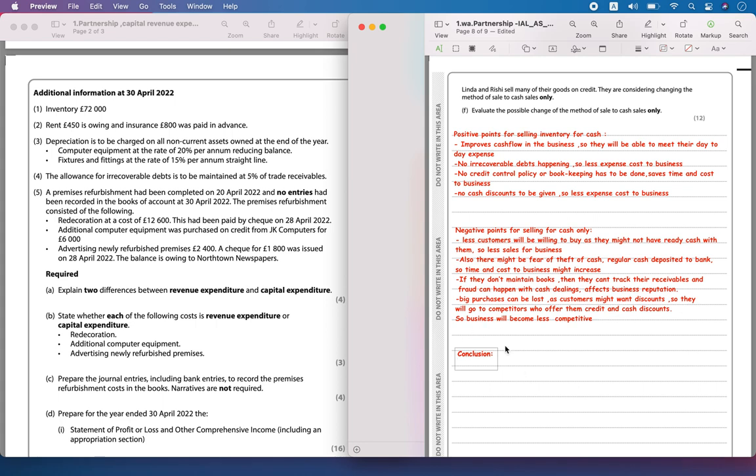So in conclusion, we can say that it is better to use credit payment for big value goods, and they should use cash payments for small value goods sold.